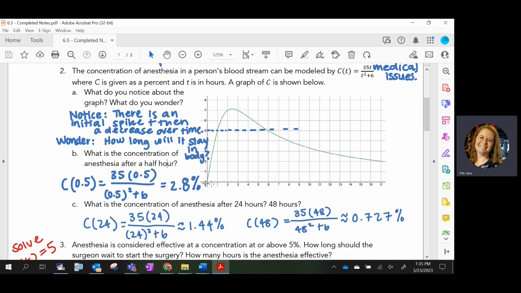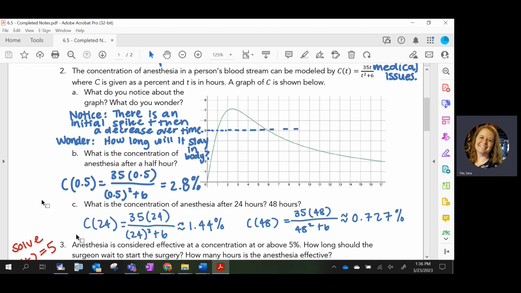Okay, so we look at half on our graph and go up, and that's just below the 3. So you could estimate based on the graph that it would be between 2.5 and 3, which if you plug in the time as the 0.5, then you calculate it exactly, it comes out to 2.8, which matches what we estimated based on the graph.